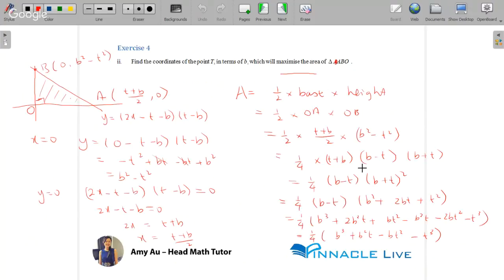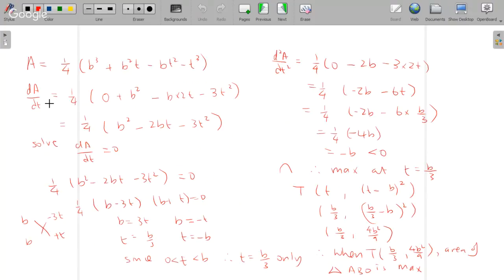Then from here, I just expanded everything and collected the like terms. Actually, it would be a lot easier if you just expand it at this point, but doesn't matter, it's already done. Use that as a cross check. All right, so once you fully expanded everything, then you find the derivative. So differentiate everything here. B's are constants, so treat them like constants when you differentiate. Solve it to 0. Factorize, you find that t is b on 3 or t is minus b. Minus b is excluded because of the restriction on t coming from the question itself. So t is b on 3 only.